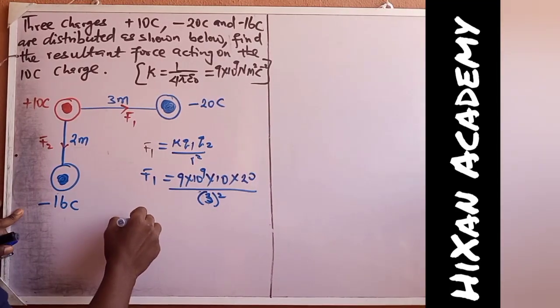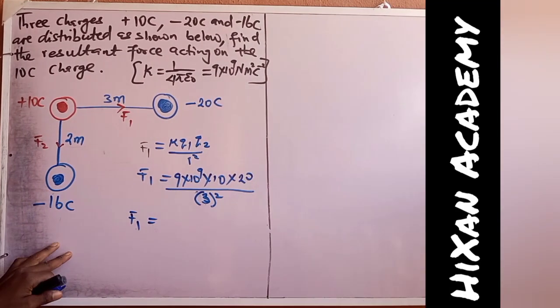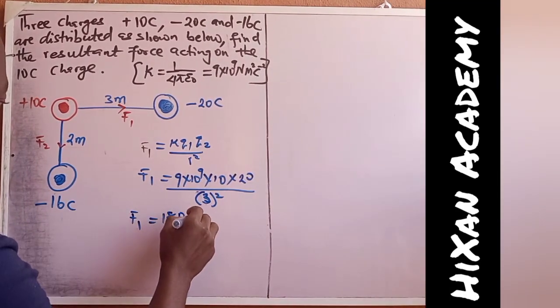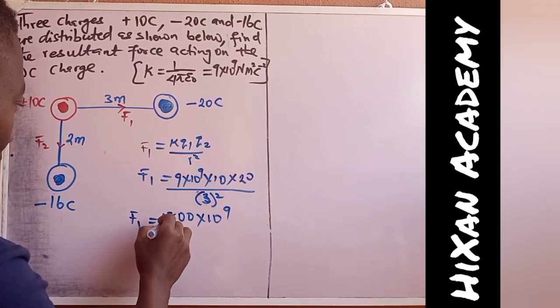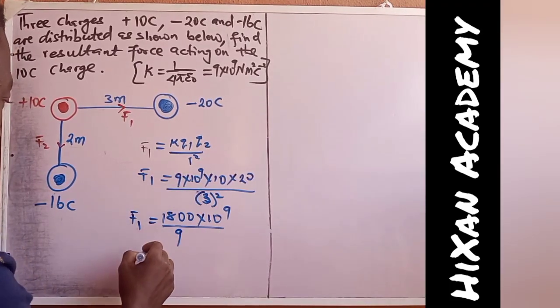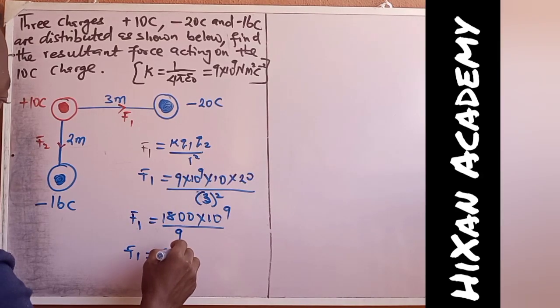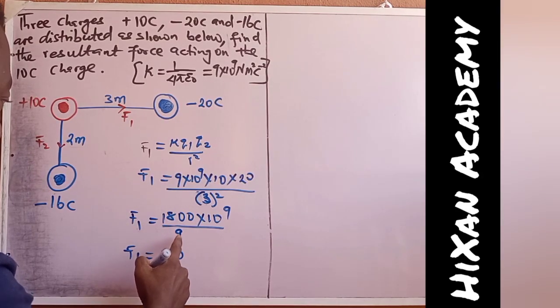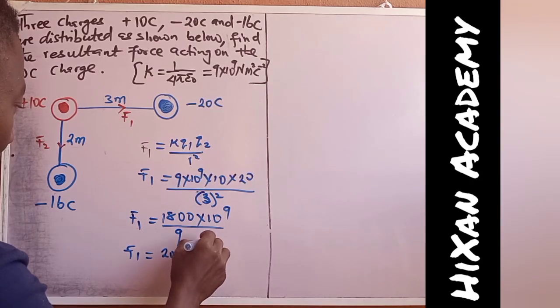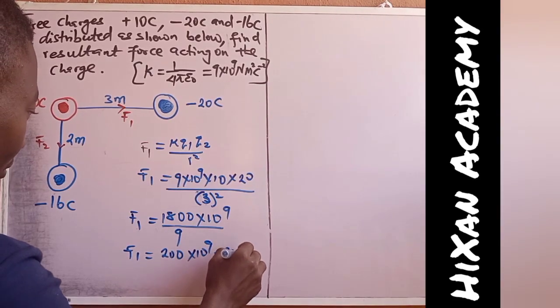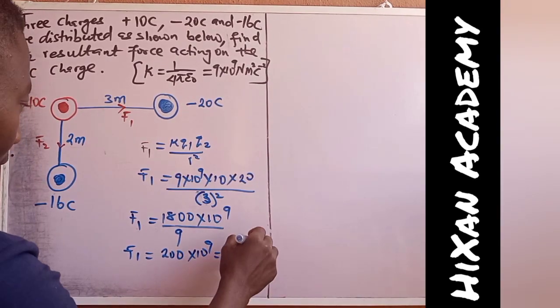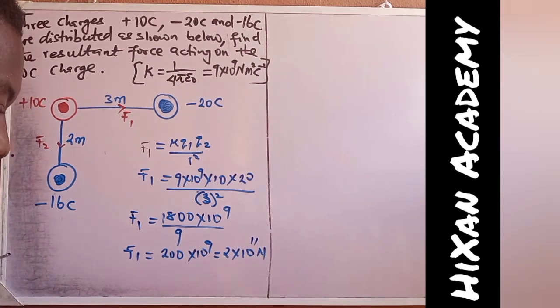Alright, so our F1 will be equal to 1800 multiplied by 10 raised to power 9. Everything divided by this is 9. So F1 will be equal to 200 multiplied by 10 raised to power 9. That is 2 times 10 raised to power 11 Newton. So that is our F1. Okay, we're going to proceed to get our F2 on the other side of the board.